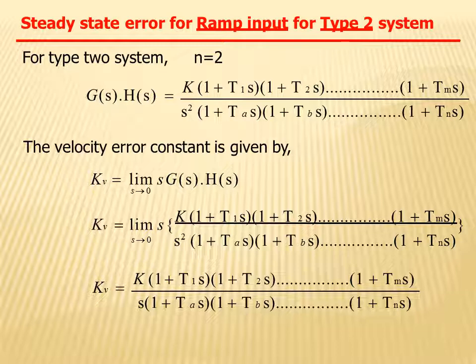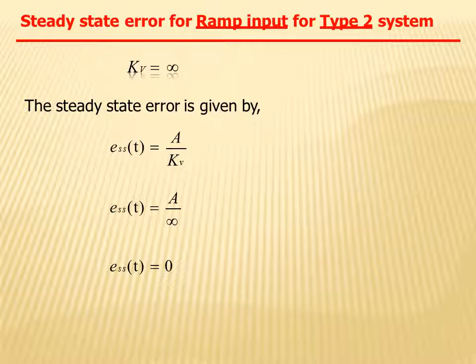So put the value of G(s)H(s). Then next step is take the limit. Before taking the limit you can cancel one s, because in the numerator there is s term and in the denominator it is s square term, so it will become 1 upon s. Then take the limit. So by taking the limit, 0 will come in the denominator, so obviously Kv will become infinity.